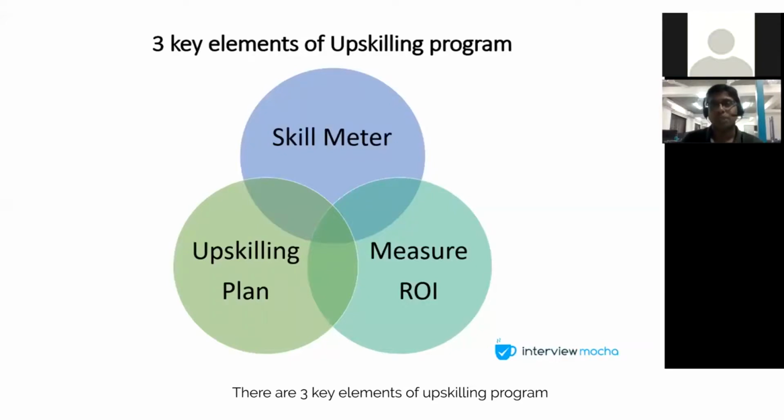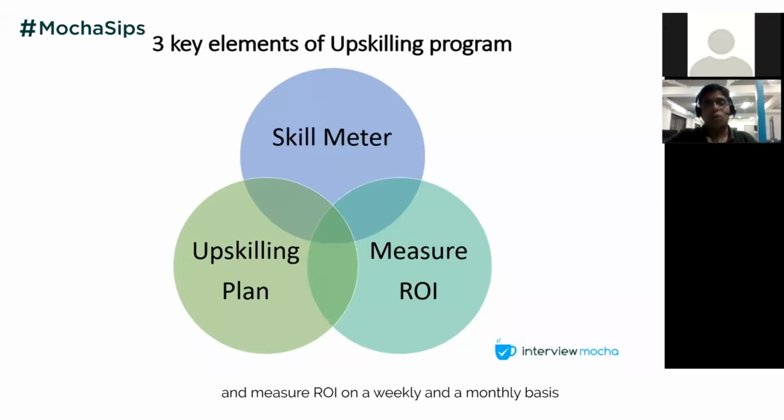Key elements of an upskilling program: if these 3 key elements are implemented properly, our study says your upskilling program would be a major success. So those 3 elements are: create a skill meter for an organization, have a rock solid upskilling plan, and measure ROI on a weekly and a monthly basis. So let's see how we can do that.